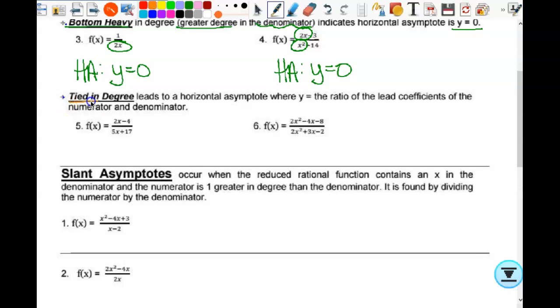Now, if they are tied in degree, we have a horizontal asymptote where y is the ratio of the leading coefficients. So when I look at number 5, I have a 2x and a 5x. So we are tied in degree because they're both linear. So my horizontal asymptote, it's a y equals line. It's the ratio of the leading coefficients, not the variables. It's just 2/5.